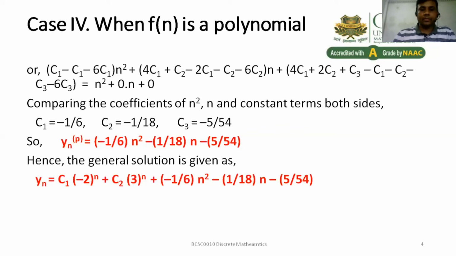If in this problem statement we had been given initial conditions, then by putting those initial conditions we could evaluate the constants c1 and c2. But it is not provided in the given recurrence relation, that's why we have to stop here. Okay, so this is all about how to solve any non-homogeneous recurrence relation.